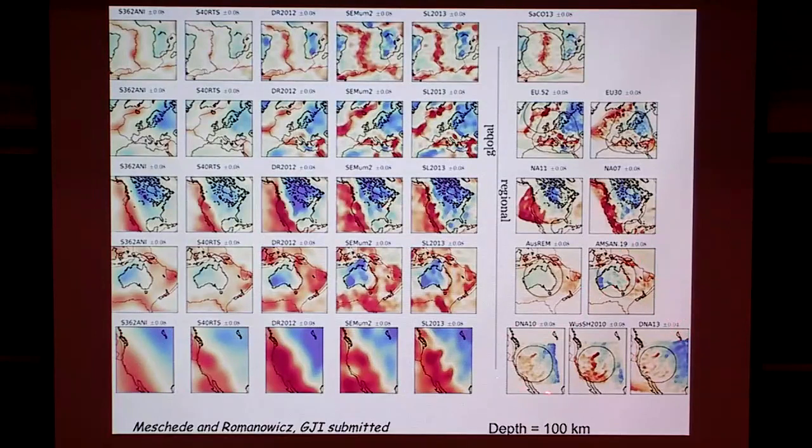Just a point here: these are some recent, very regional, more local models, and they show the same trends, but the amplitudes are off. And this is kind of a puzzle. Why is that? It's most likely because they do not include the long wavelength structure. Actually, they're missing the long wavelength structure.